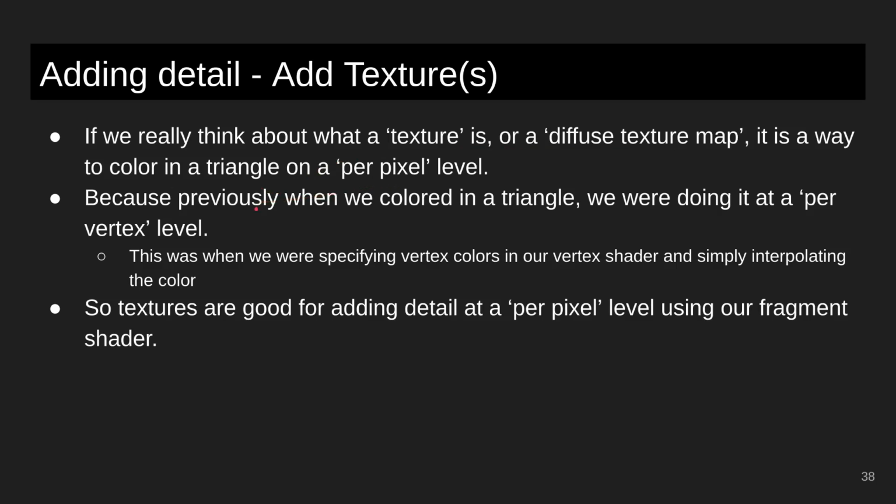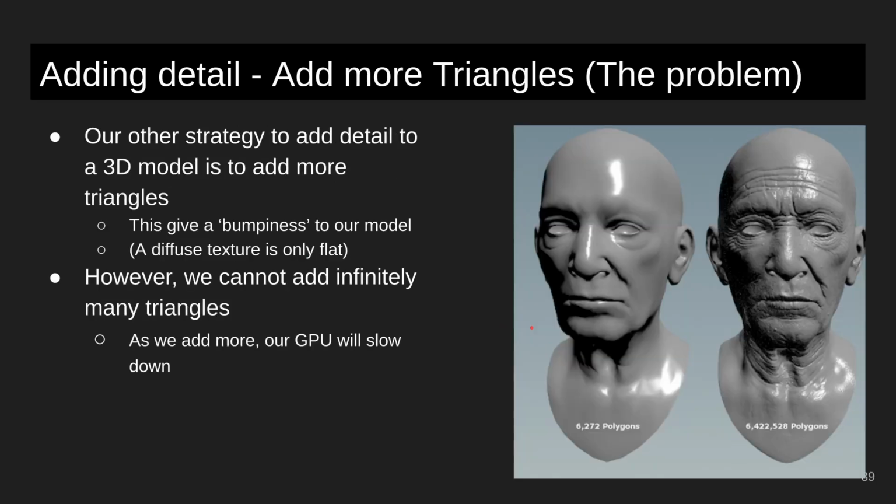Previously when we colored a triangle, we had to do it per vertex, which wasn't very detailed. By adding a texture, this was a really big step because, again, we could do things on a per pixel or per fragment level. We usually have many more fragments than vertices in our scene, so more pixels than vertices. So textures are a great way to add per pixel level detail into our fragment shaders.